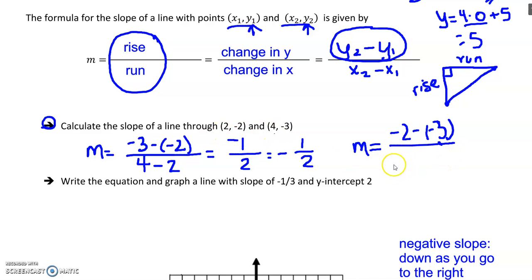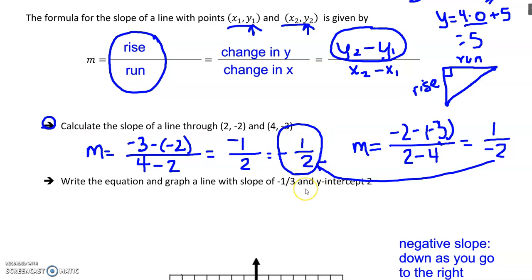So on the bottom, I'm also going to take the first x minus the second x and have 2 minus 4. So subtract on top, -2 plus 3 is +1. 2 minus 4 is -2. Notice that that is going to be equal to our same answer that we got before. Pulling that negative out in front, we get -1/2. So you're going to get the same answer. Just be consistent. What you do with the x's, you have to do with the y's.